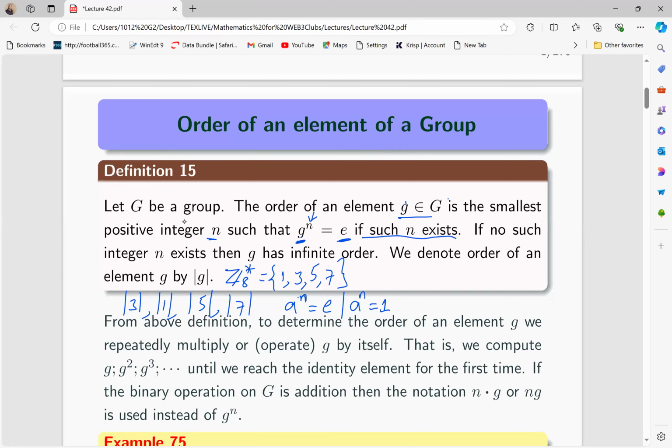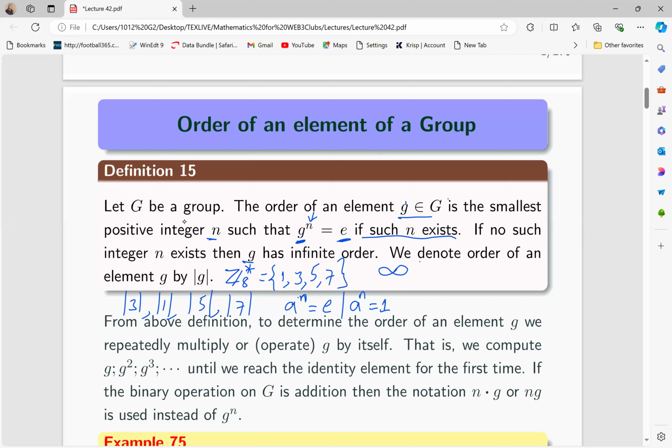Now, if it doesn't exist, then we say that the order of that element is infinite. If it doesn't exist, we say that it's of infinite order. So then we can denote its order this way, using the infinity symbol, if we cannot get that element.